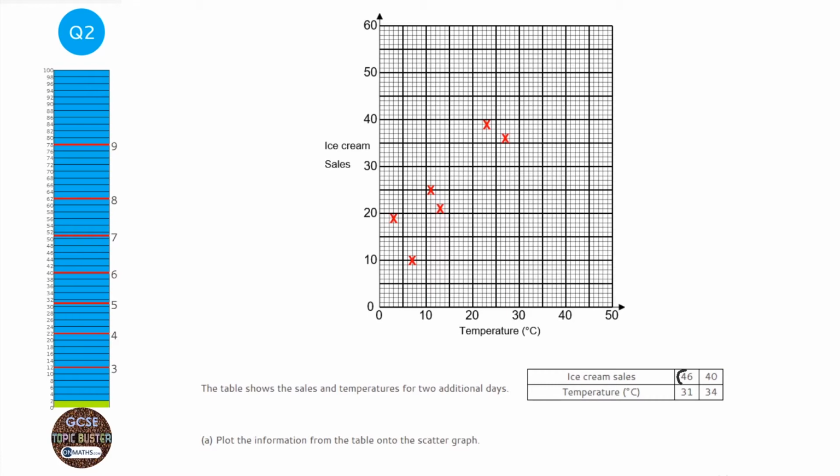So the ice cream sales are 46, which is here on the scale, and the temperature is 31, which is here on the scale. And just check that you're looking at the scale correctly. So we're looking about here. Okay, next one, ice cream sales 40, which is here on the scale, and temperature 34, which is here. So we've just got to be careful, and it's about there. So those are the 2 plots that we want to take.